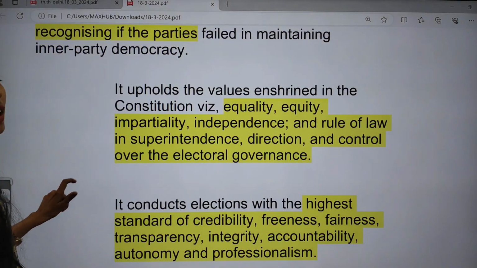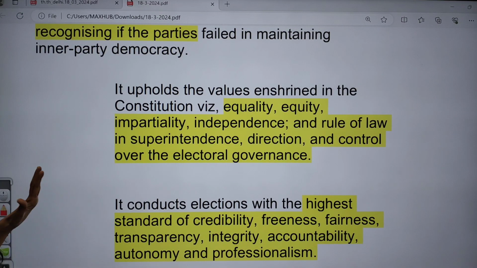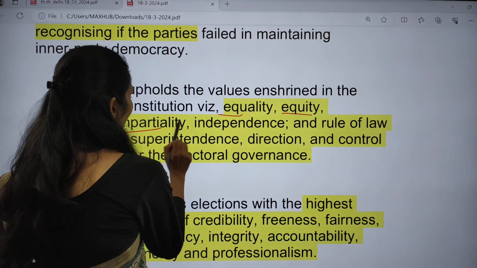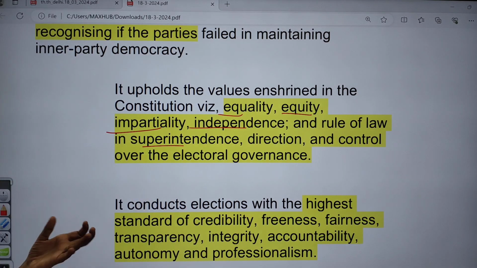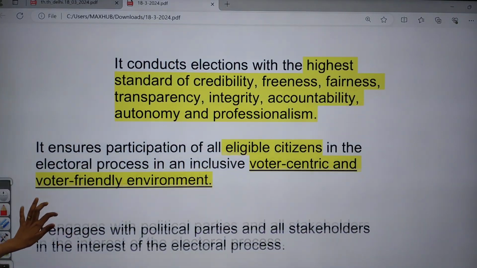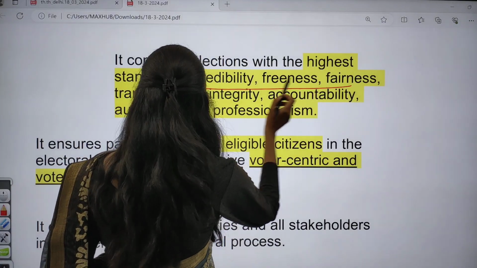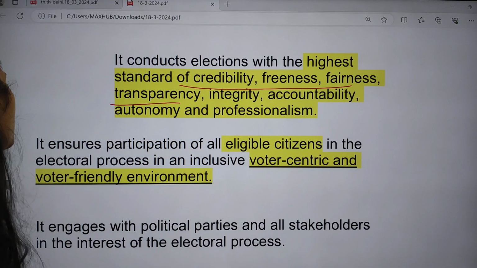And even the ECI upholds the values present in our constitution, like equality, equity, impartiality, independence, rule of law, superintendence, direction and control over electoral governance. And the ECI conducts elections with the highest standard of credibility: credibility, freeness, fairness, transparency, integrity, accountability, autonomy and professionalism.